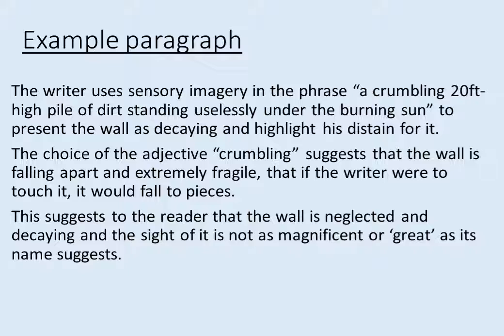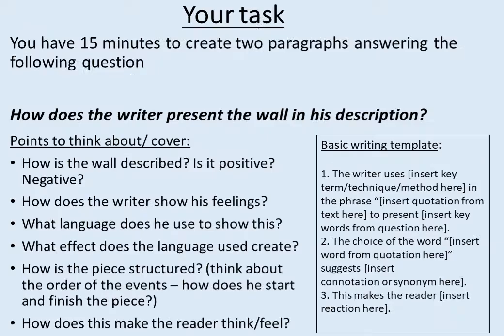So here is an example paragraph. The writer uses sensory imagery in the phrase, "a crumbling 20-foot pile of dirt standing uselessly under the burning sun," to present the wall as decaying and highlight his disdain for it. The choice of the adjective crumbling suggests that the wall is falling apart and extremely fragile, that if the writer were to touch it, it would fall to pieces. This suggests to the reader that the wall is neglected and decaying, and the sight of it is not as magnificent or great as the name suggests.